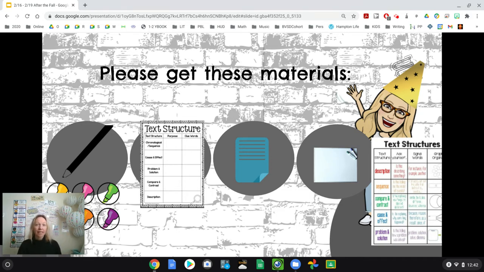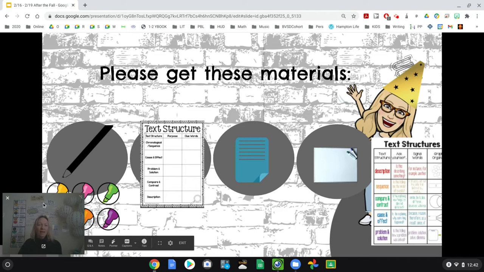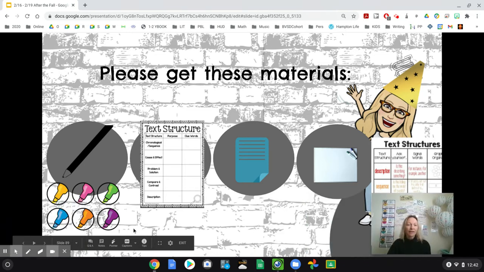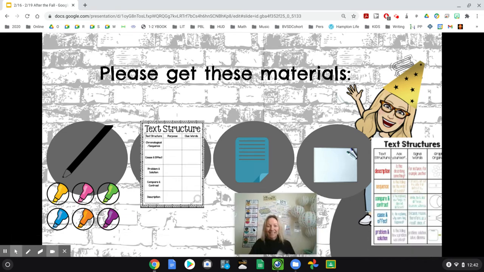So today we're just going to continue with talking about text structure. Before you begin, make sure that you're ready to get started. For today, you're going to need your pencil, a highlighter of your choice. You're going to want your text structure pack, and you should be ready to begin. All right, let's go.